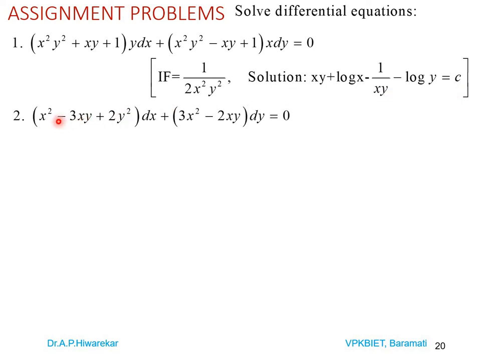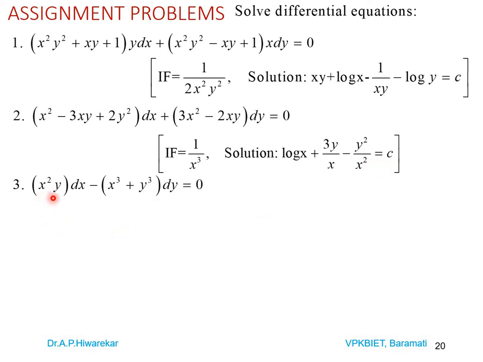Problem number 2. (x² − 3xy + 2y²)dx + (3x² − 2xy)dy is equal to 0. We will find the integrating factor as 1 by x³. The solution is given by log x + 3y by x − y² divided by x² is equal to 0. Problem number 3. x²y dx − (x³ + y³)dy is equal to 0. The integrating factor is 1 by y to the power minus 4. The solution is log y − 3x³ divided by 3y³ is equal to 0.